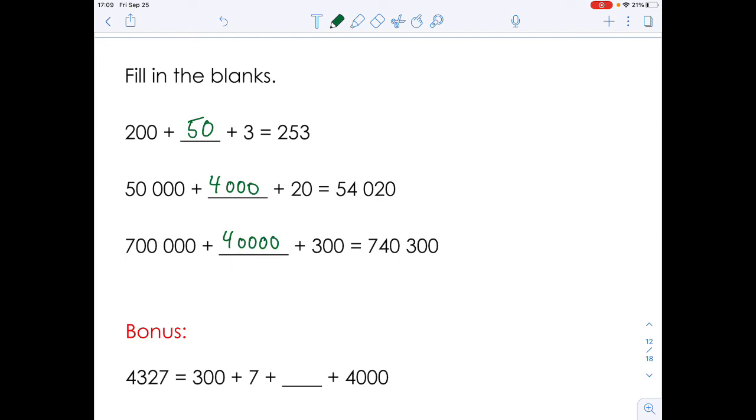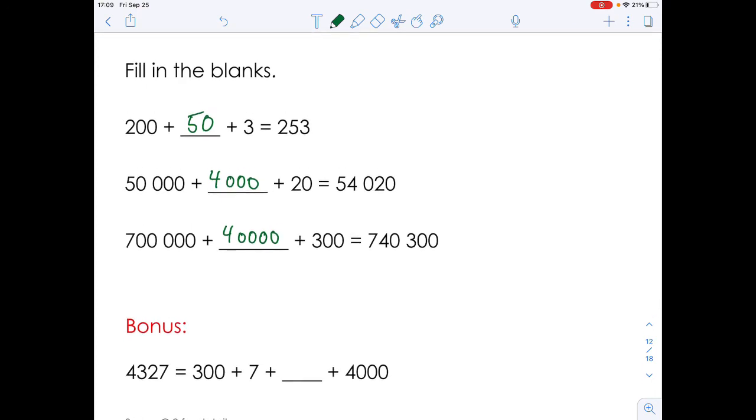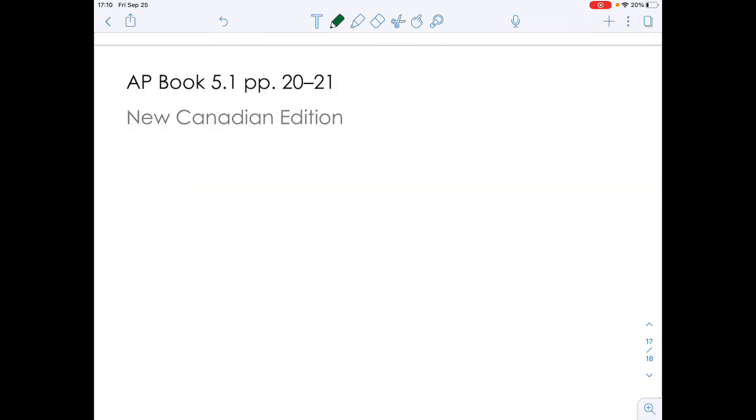And let's try this bonus. 4,327. We've got the 300, we've got the 7, we've got the 4,000. Looks like we're missing the 20. So when you add, remember, it doesn't matter what order you add numbers in.